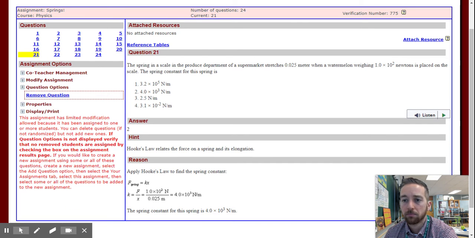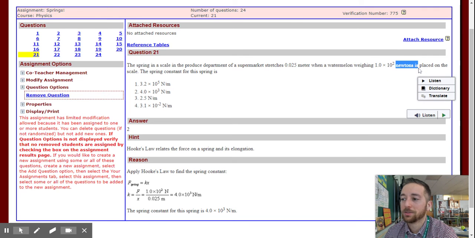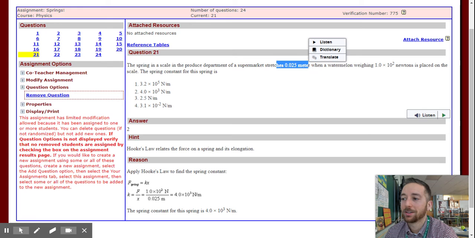Question 21. A spring scale in the produce department of a supermarket stretches 0.025 meters when a watermelon is placed on it. Oh, the huge scientific notation. If you don't know what that means, just plug it into your calculator. 1 times 10 to the second. So that's newtons. That's a force. This is a K value, this is a distance. They want the K value, so we're using Hooke's Law again. Force divided by X, get K.